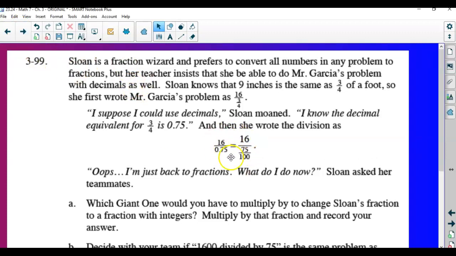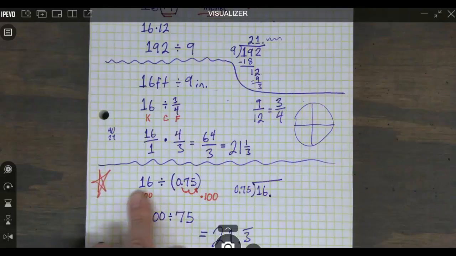Sloan used a giant 1 when he did this. So he set up his 16 divided by 0.75, this last one that we did.